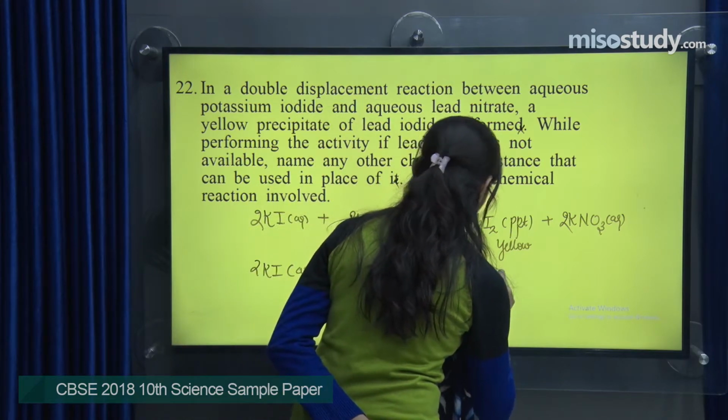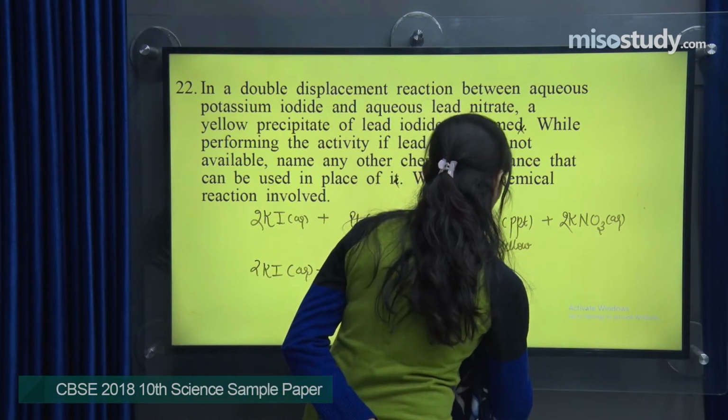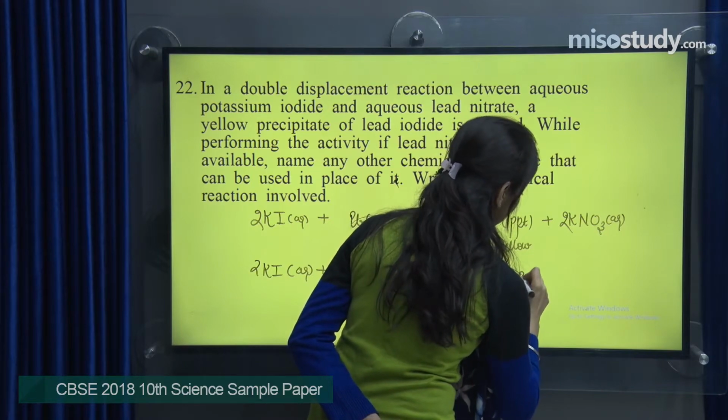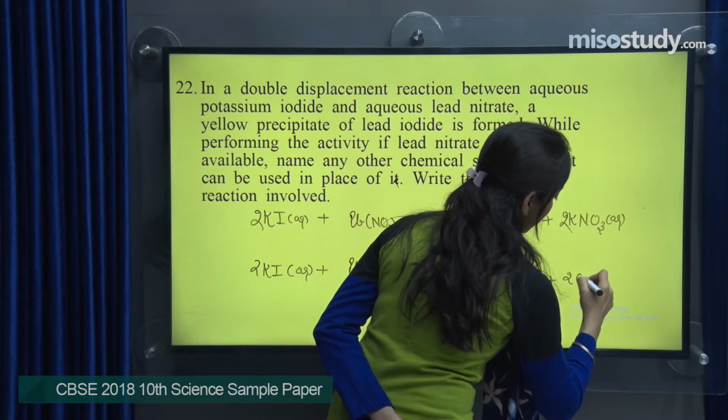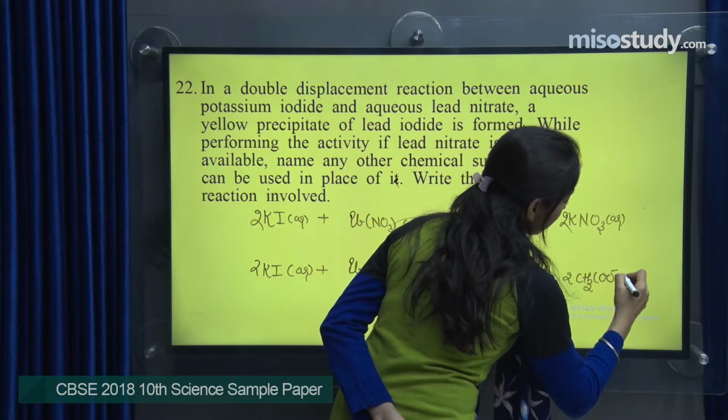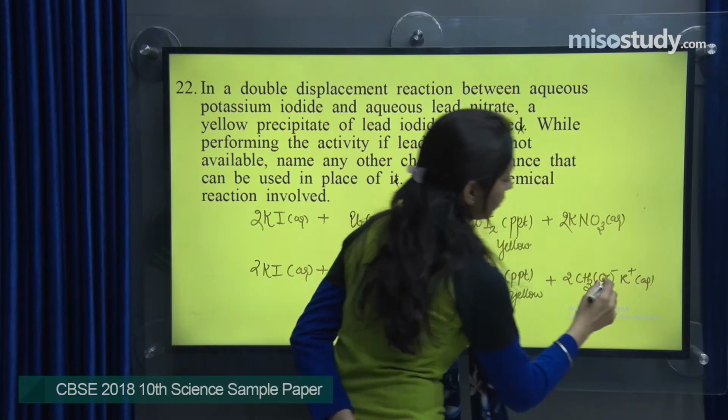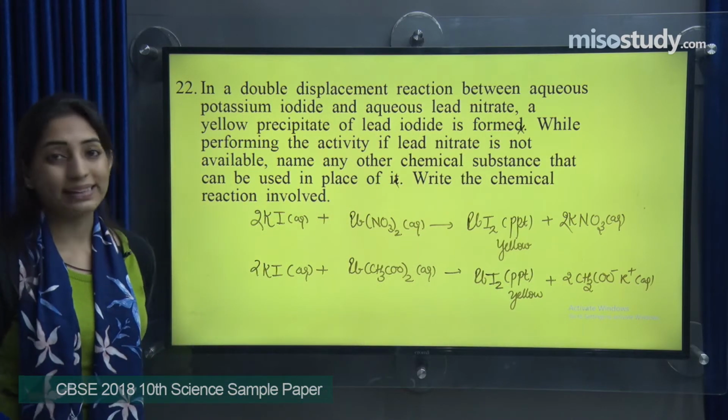the formation of PbI2, again a precipitate, yellow in color, plus 2 CH3COO minus K plus in the aqueous state. So this will form potassium acetate.